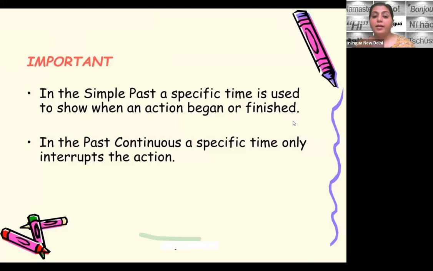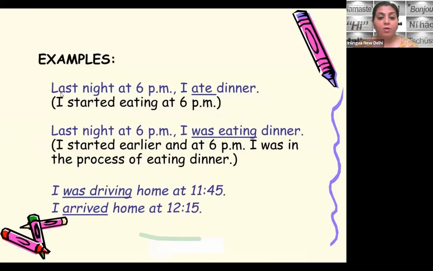Now, an important thing that you must know. In the simple past, a specific time is used to show when an action started and finished. But in the past continuous, a specific time only stops an action or interrupts an action. We only use timing in the past continuous to show that at that time the action was still continuing. It was not over. It was not finished. Right?